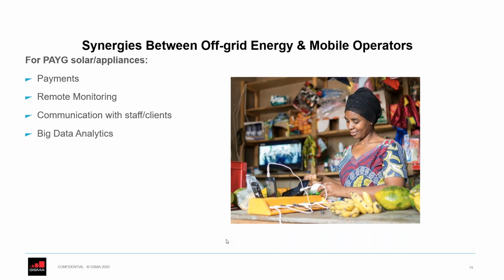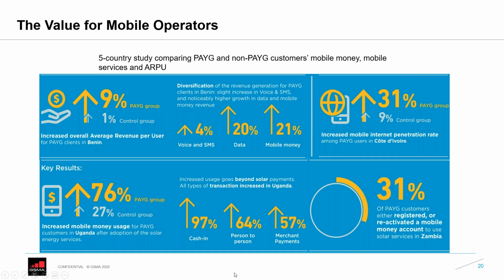So if we go to the next slide, we have at GSMA done some work to quantify the value that mobile operators get from off-grid solar. This is a study done in 5 countries looking at the usage of mobile money and mobile services and the overall revenue that brings to an operator when somebody gets pay-as-you-go solar, and then comparing that to customers without pay-as-you-go solar. And I won't go through these all in depth, but the trend is clear that a pay-as-you-go solar customer is valuable for a mobile operator, and it does increase the revenue for them.